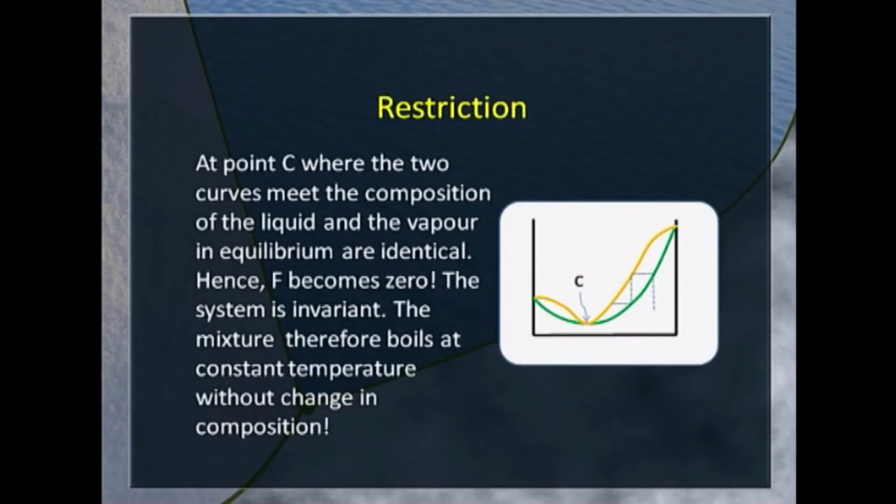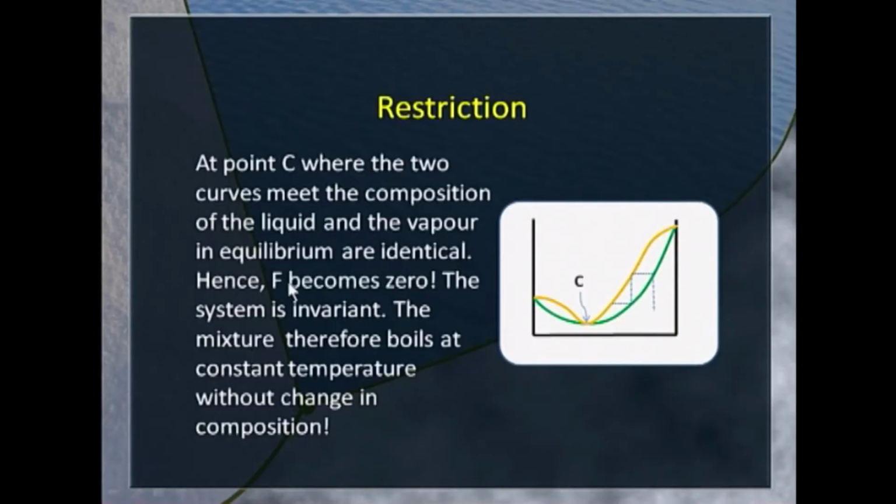What is that restriction? At point C, you can see here where the two curves meet, the vaporous curve and the liquidous curve meet. What does that mean? The composition of the vapor and the composition of the liquid are the same, and this restriction takes away the last degree of freedom that we have. That means the system becomes invariant. The mixture therefore has to boil at constant temperature without change in composition. Phase rule has answer to this problem.